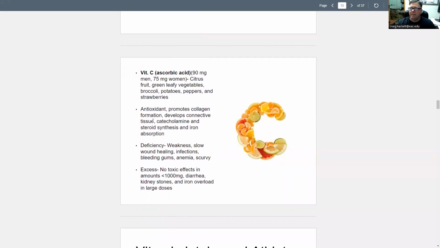So keep an eye on vitamin C. I think it's pretty popular. I think that most of us kind of know you can take too much of this. I'll tell you a quick story.